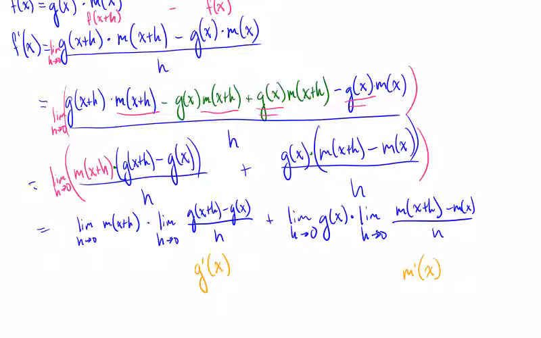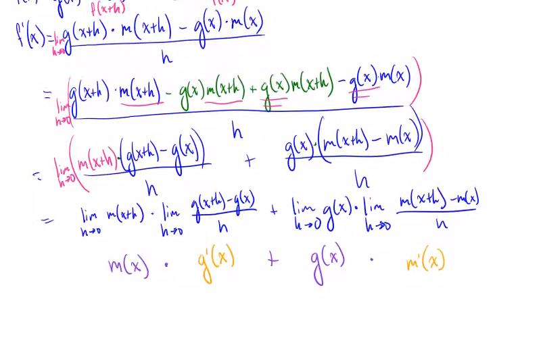And then here, as h approaches 0, what will happen is x plus h, as h approaches 0, is just going to be x. And so this will just turn into regular m of x. Okay, bring down the multiplication symbol there. Bring down the plus. And then this, the limit as h approaches 0 of g of x, there's not even h in there, so that's just going to remain g of x. Okay, and so there's our product rule.